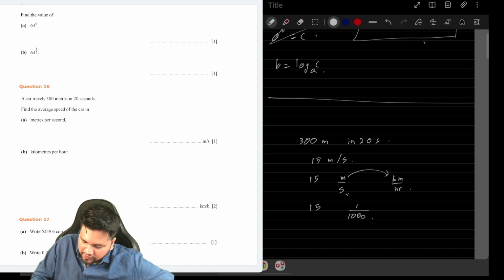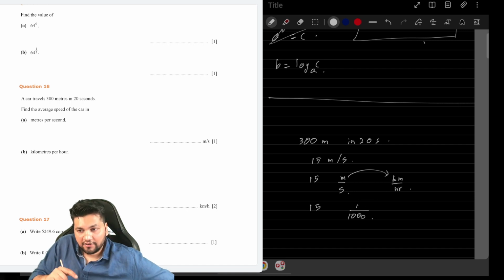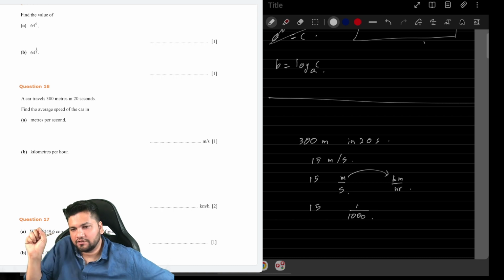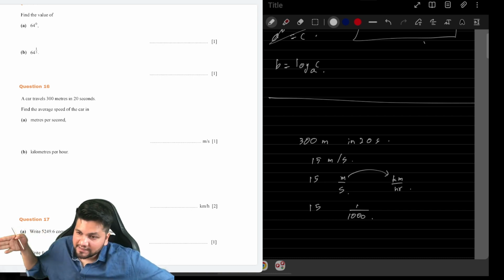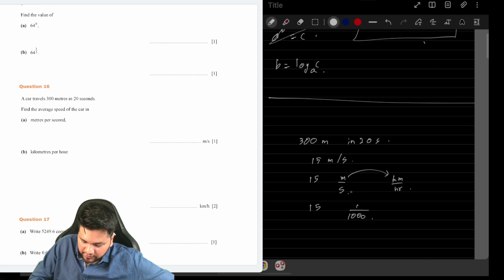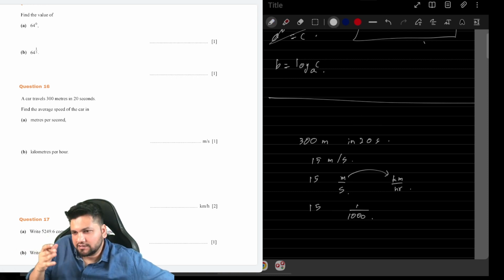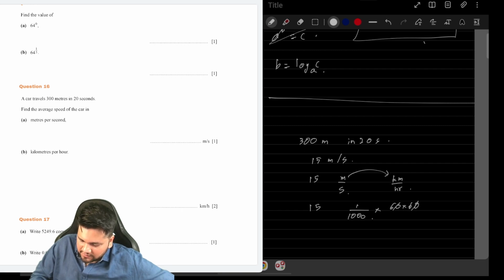On the other hand, if I want to convert seconds into hours, second is a small quantity, hour is a huge quantity, so there will be many seconds in an hour. So second to hour, I'll have to divide by something. Maybe you can use reverse also: hour to minute is 60, minute to second is 60 again, so it's 1 by 60 into 60. Cancel out these things, and we will get the answer.